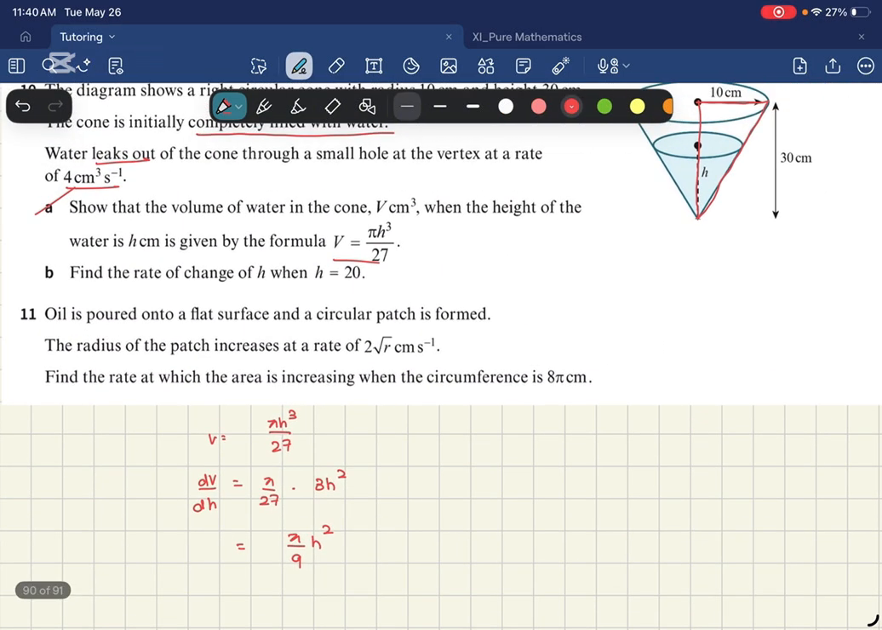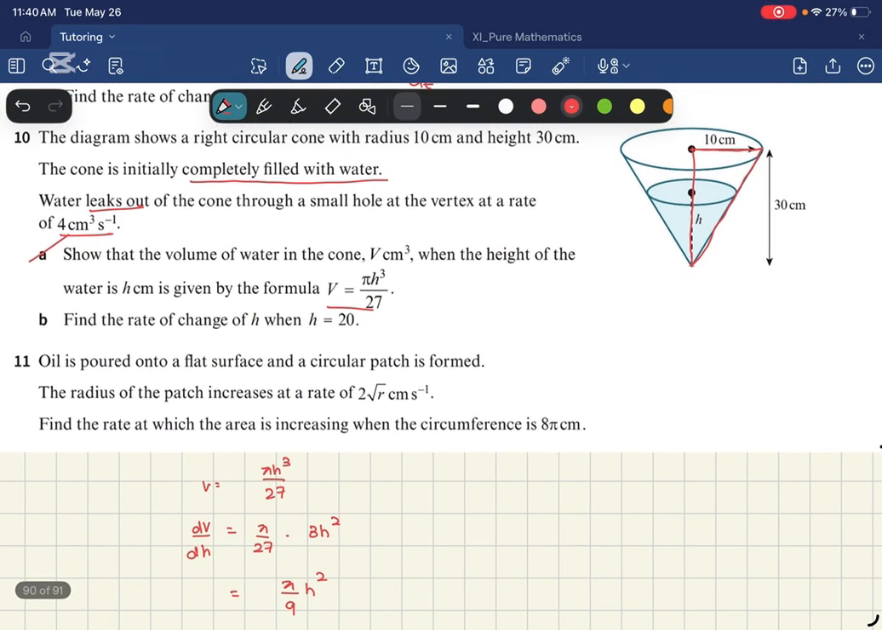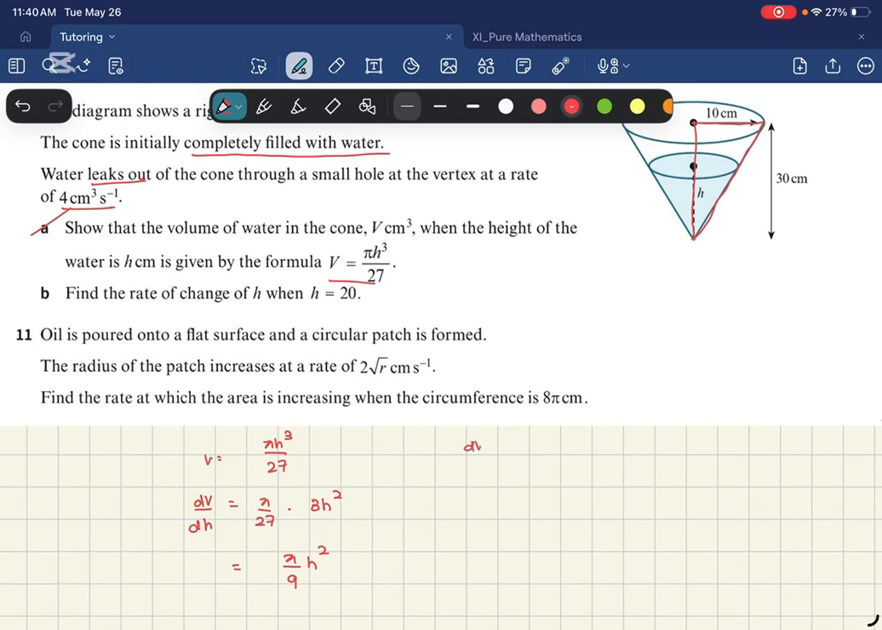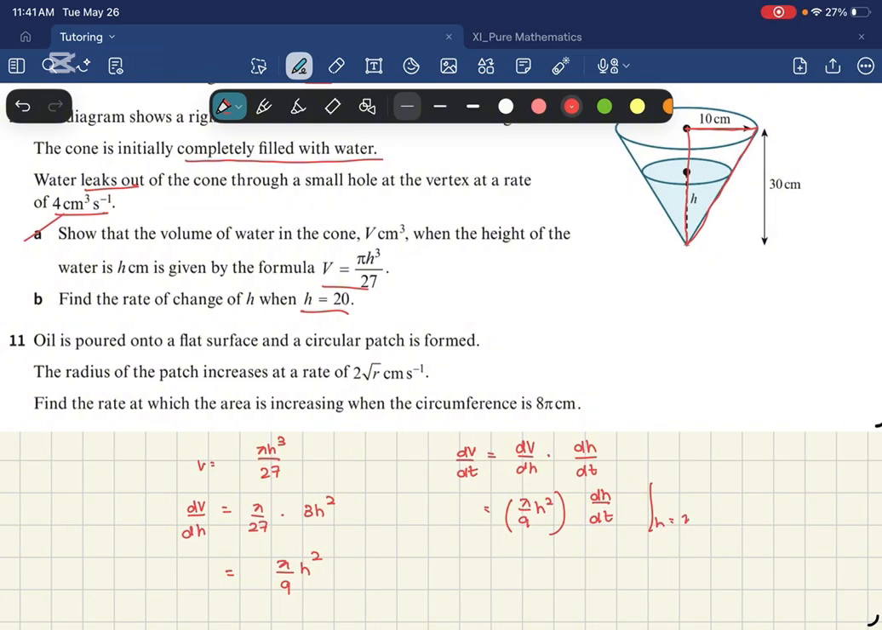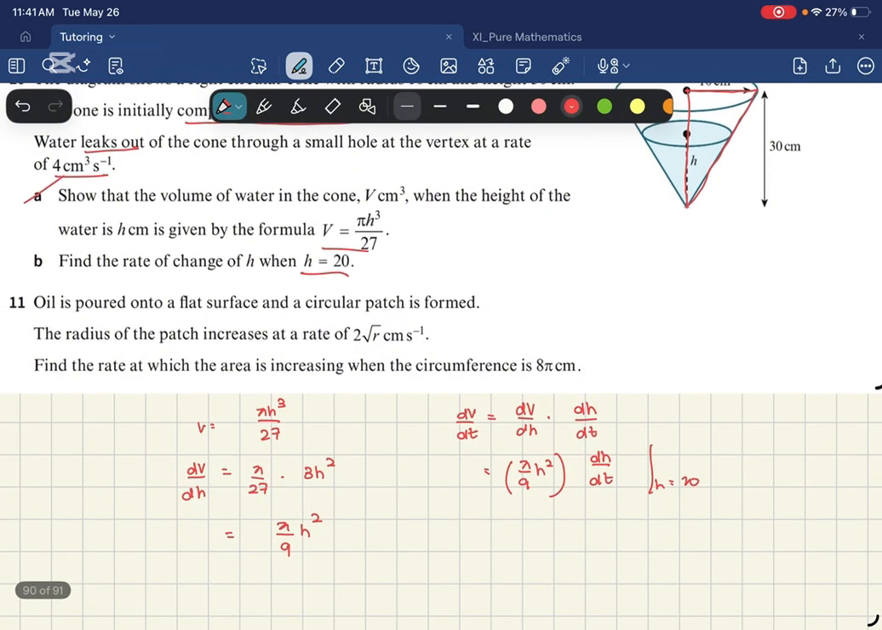All right. So now that I have this, I know that dV by dt is equal to dV by dh times dh by dt. What is dV by dh? It's pi over 9 h squared. And what is dh by dt? We are looking for that. We don't know. And when h is 20, we know that dV by dt is minus 4 centimeters cubed.